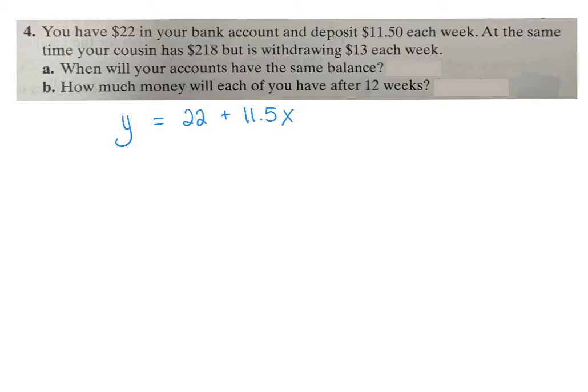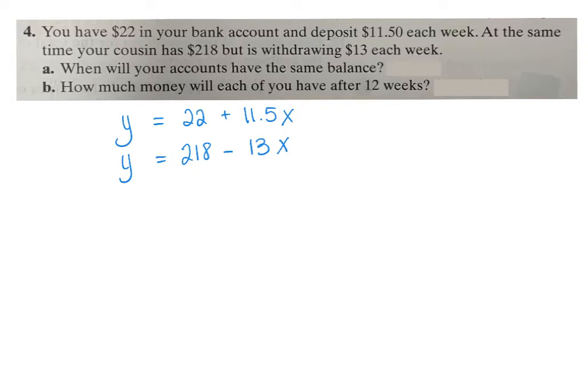Your cousin, this one will look like this. His money. He starts with 218, but he is withdrawing. So we're not going to be adding to his account. What are we going to be doing? We're going to subtract, and that is $13 for each week. $13 for each week. All right.